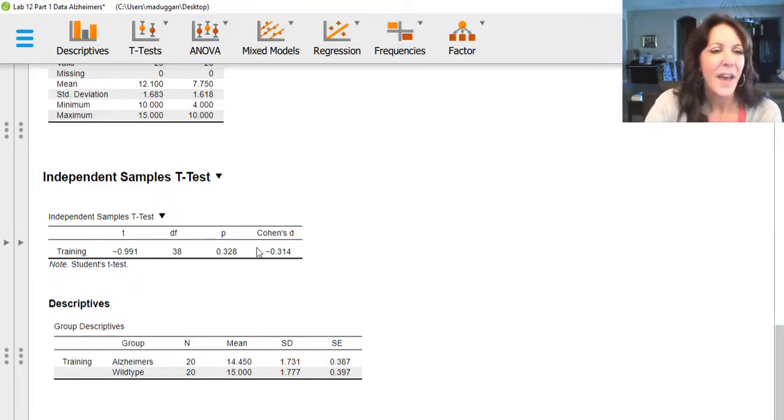All right, so now we've done an independent samples t-test. We only had two groups, Alzheimer's versus wild type mice, right? And it looks like we have a t of negative 0.991. The p is 0.328. It's not significant. There's really not a difference on the training day between the Alzheimer's mice and the wild type mice. The means are here that we already talked about.